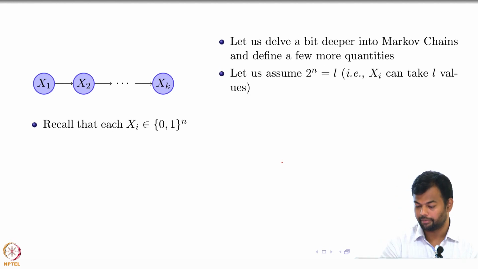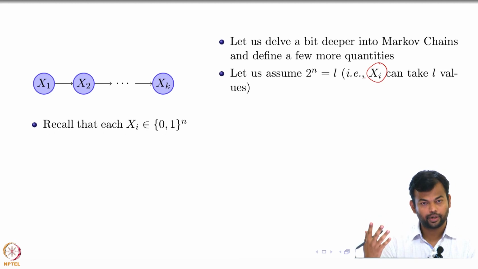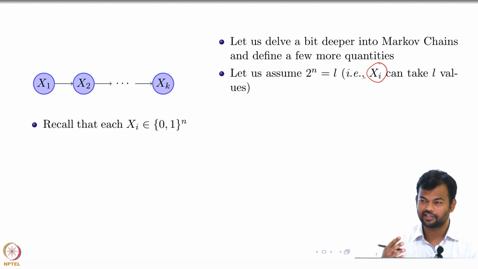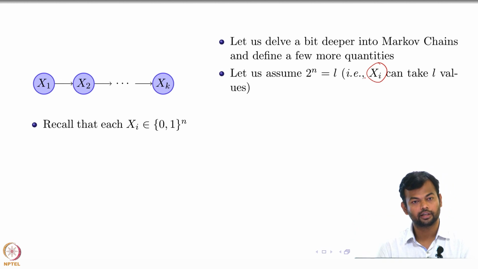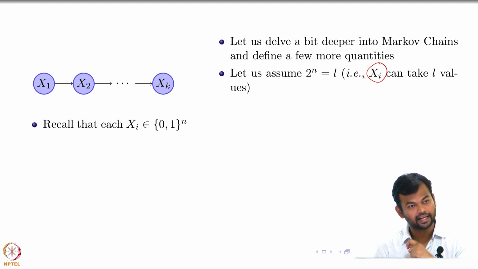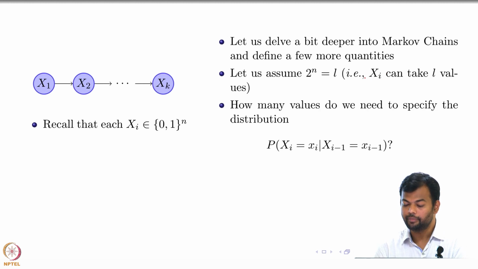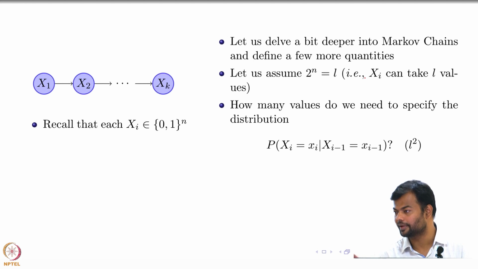Now, remember that xi can take on 2 raised to n possible values, right? I'll just call 2 raised to n as L so that it simplifies some things for me. So xi can take L values, where we all agree that L is equal to 2 raised to n. Okay. Now, how many values do we need to specify the following distribution? L square, right? I mean, order L square minus 1.